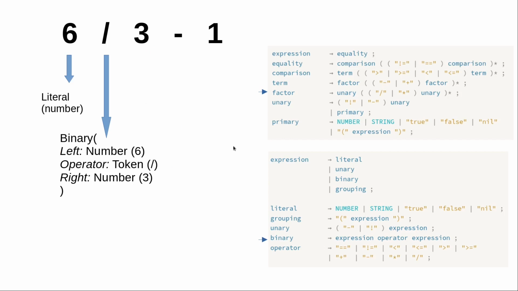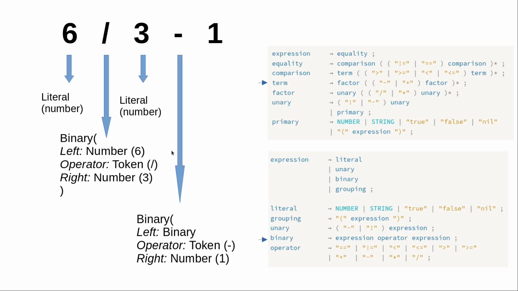Next up, we have the number 3. This is a literal number, and again, if you go down this list, you see that it's a number, it falls under primary, and primary is just a literal. Next up, we have this minus sign here. Minus falls under term because there's a minus sign here. And we know that this operator is a binary because it has an operator followed by an expression on the left and the right. So how do we make this binary object?